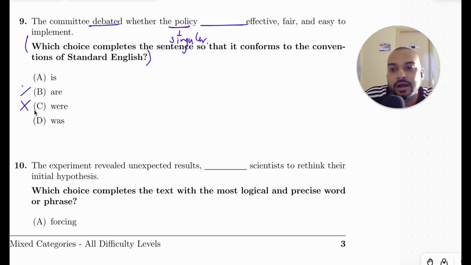Were is gone, are is gone. Singular verb form and past tense. You have the exact answer, was. Singular and past tense. So was is correct. Let's go to the next one.